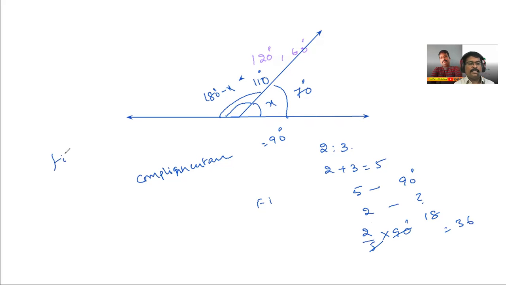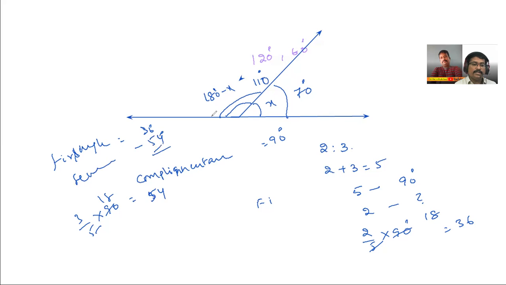So the first angle is nothing but 36 degrees. Then automatically the other angle is 3/5 into 90 degrees. 3 times 18 is 54. So the second angle is 54 degrees. Am I right? The second angle is 54 degrees. Like this, you can go through.